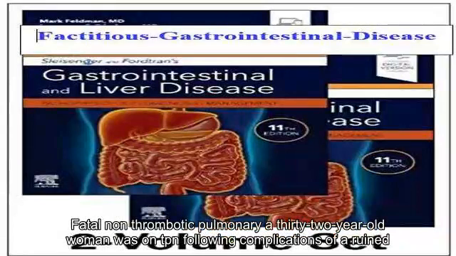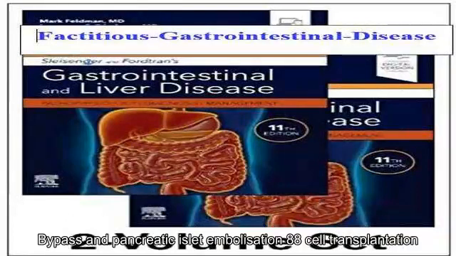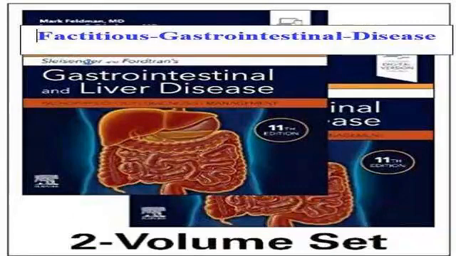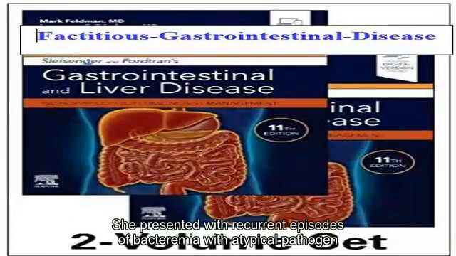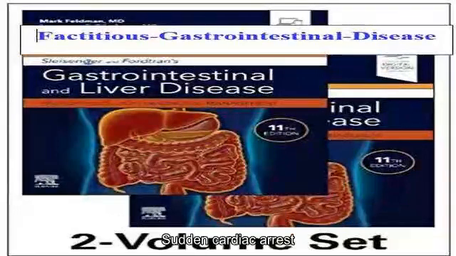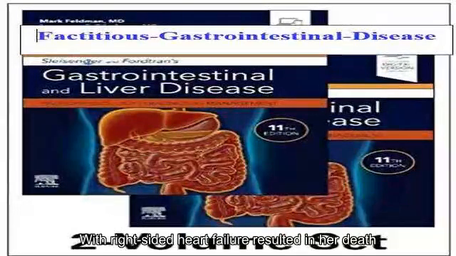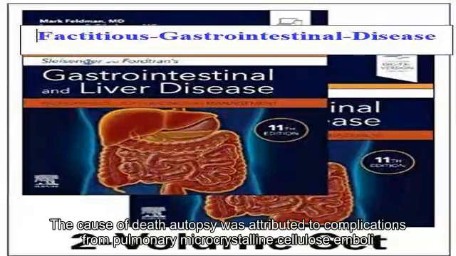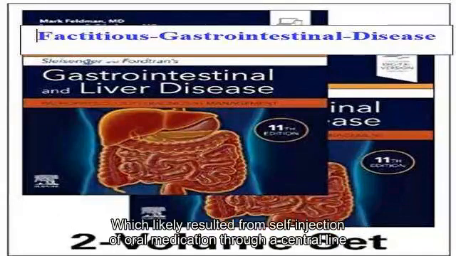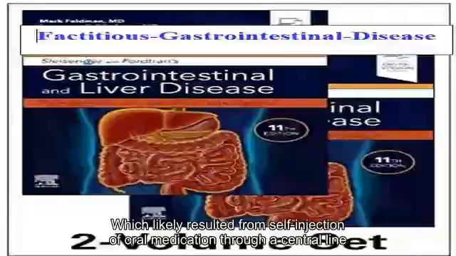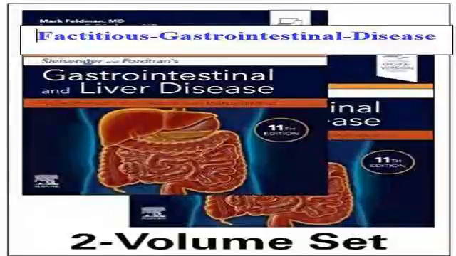Fatal non-thrombotic pulmonary embolization. A 32-year-old woman was on TPN following complications of a Roux-en-Y gastric bypass and pancreatic autoislet cell transplantation. She presented with recurrent episodes of bacteremia with atypical pathogens. Sudden cardiac arrest with right-sided heart failure resulted in her death. The cause of death at autopsy was attributed to complications from pulmonary microcrystalline cellulose emboli, which likely resulted from self-injection of oral medication through a central line.